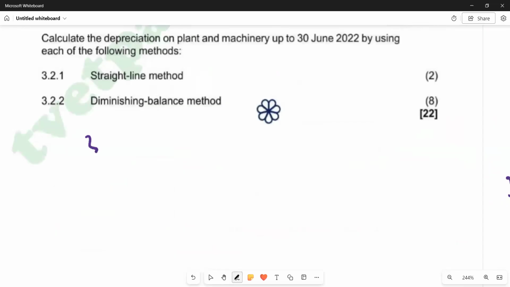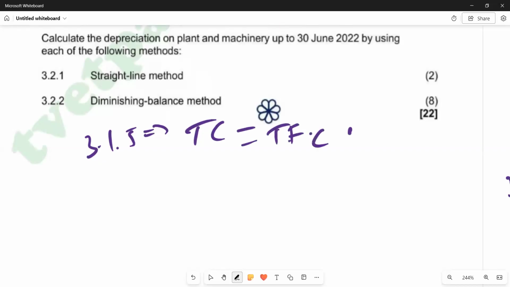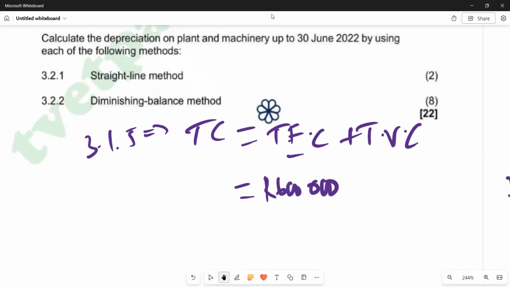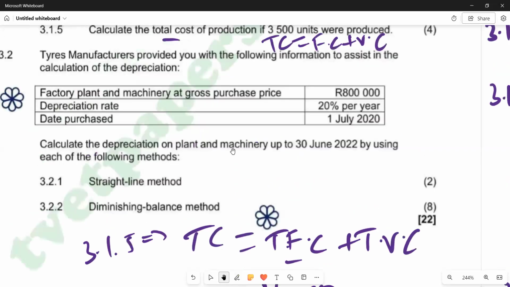We can just put it here. 3.1.5. It says total costs equals total fixed costs plus total variable costs. This is what we have. And we know that fixed costs do not change with level of production. So even in this instance, our fixed cost is 600,000 rand, so it's going to remain 600,000 rand, because the level of production does not matter when it comes to fixed costs.